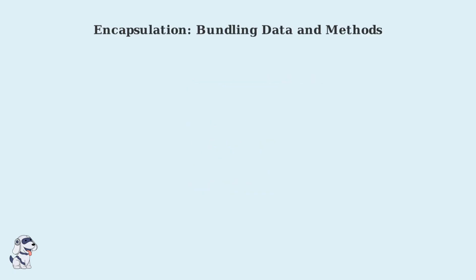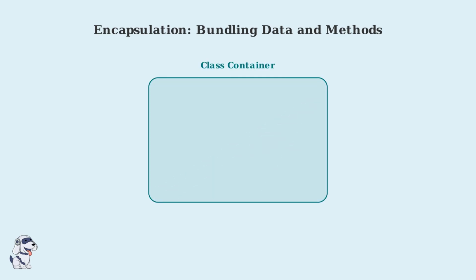Encapsulation is one of the fundamental principles of object-oriented programming. It's about bundling data and the methods that operate on that data together within a class. Think of encapsulation like a protective container. Inside this container, we bundle together related data and the methods that work with that data. Inside our class container, we have data variables that store information and methods that can manipulate or access this data.